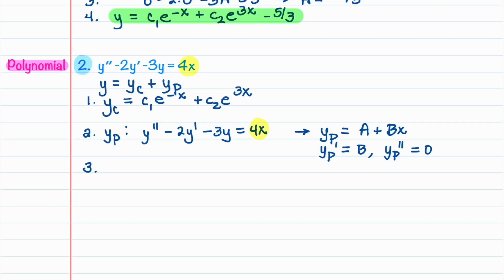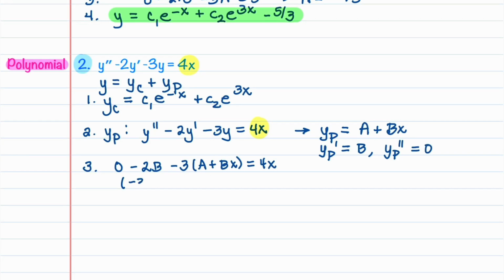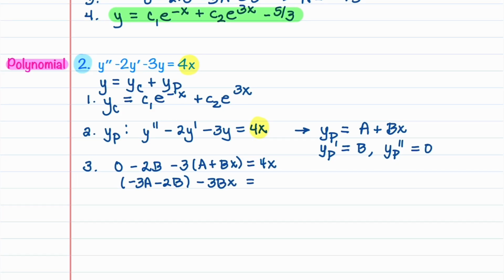Let's plug that back into our equation. So y double prime is 0, and then we have minus 2 times y prime, which is b, and then minus 3 times y, which is a plus bx. And we have a 4x on our right-hand side. Let's combine like terms. I'm going to put all the constants together. And this is minus 3a minus 2b. And then we have a minus 3bx. And then on our right-hand side, I'm going to write this as 0 plus 4 times x.